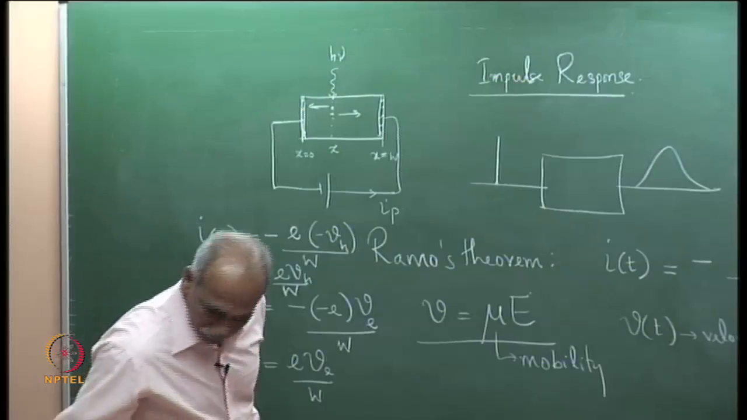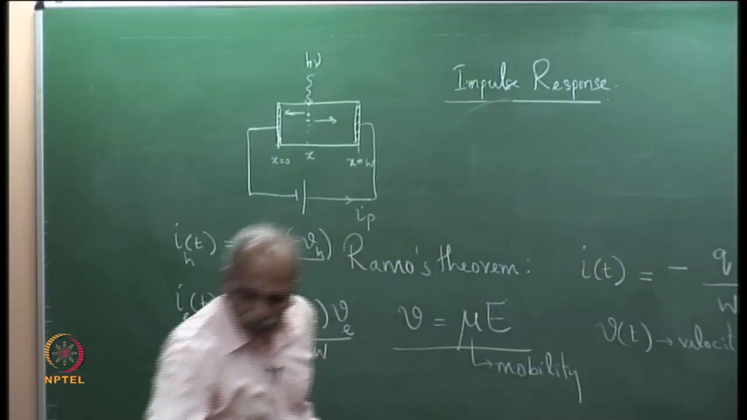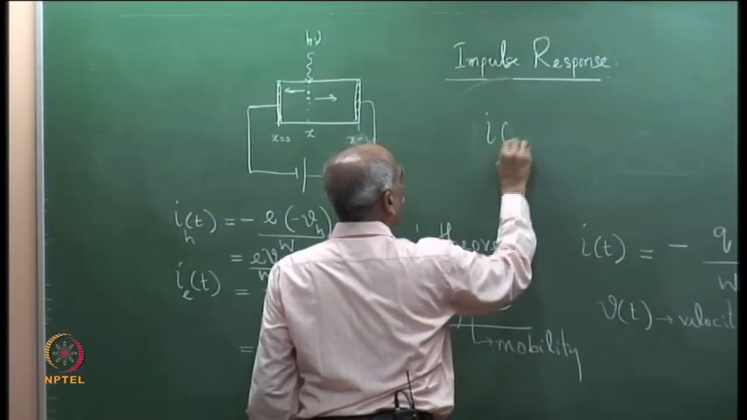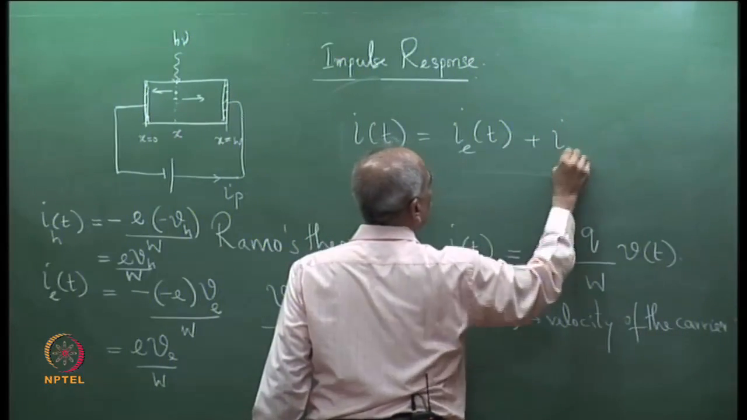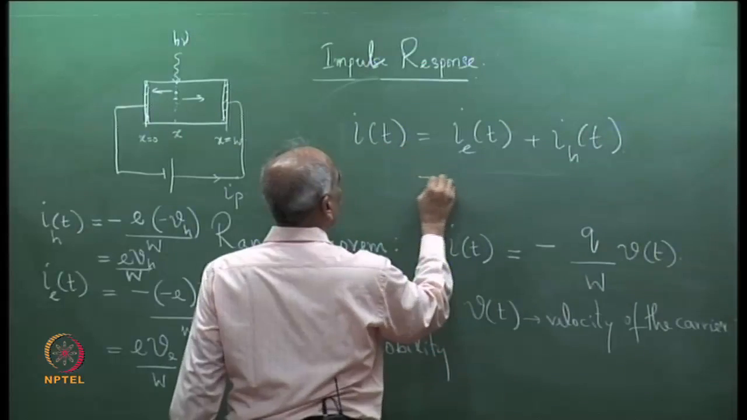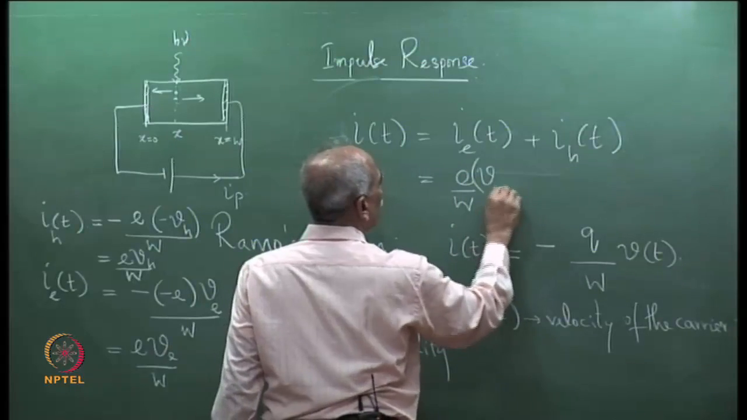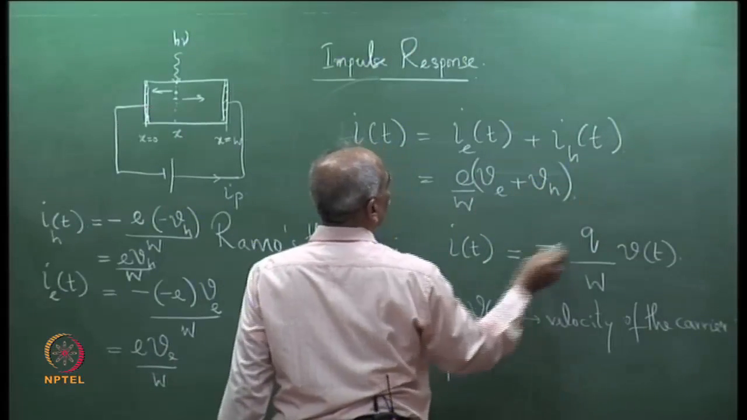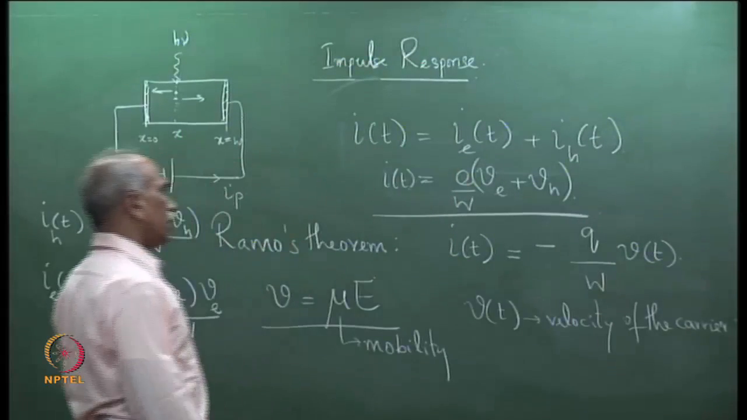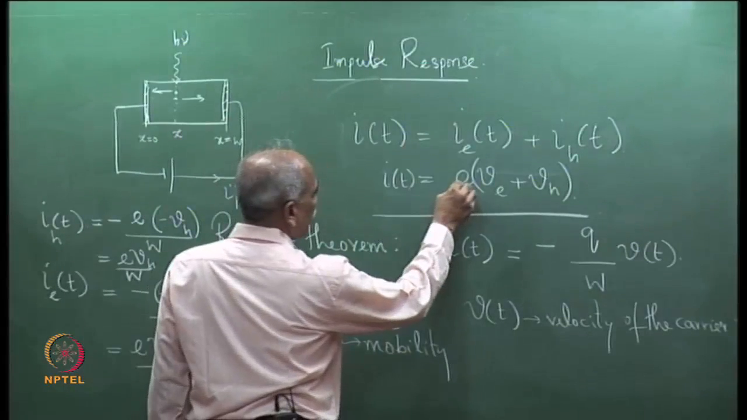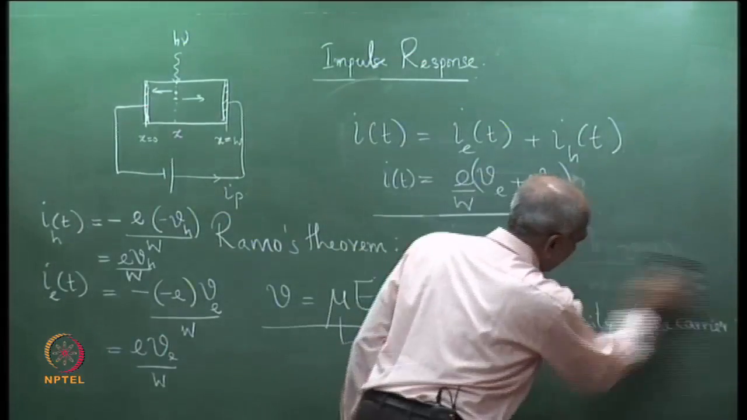The total current in the external circuit, I of t, is equal to I e of t plus I h of t, which is equal to e by W into V e plus V h. This is the current I of t in the circuit. The photo current is equal to e divided by W into V e plus V h. Is that all right? Okay.